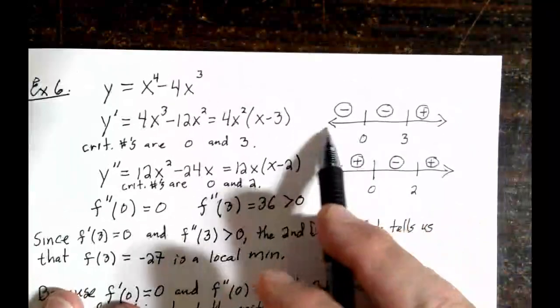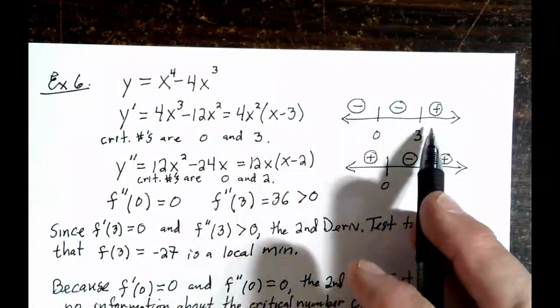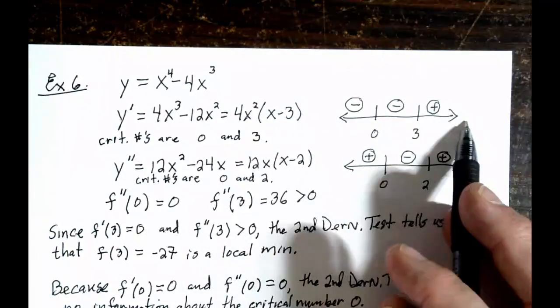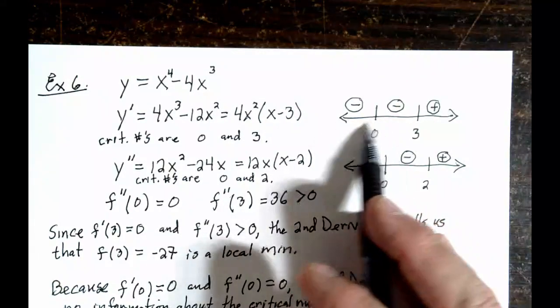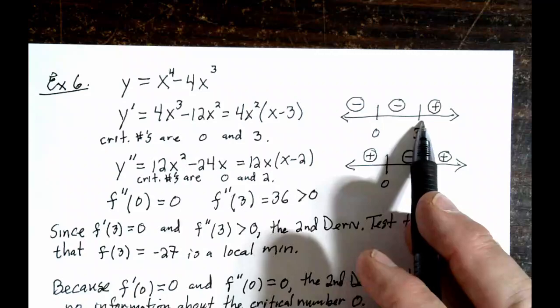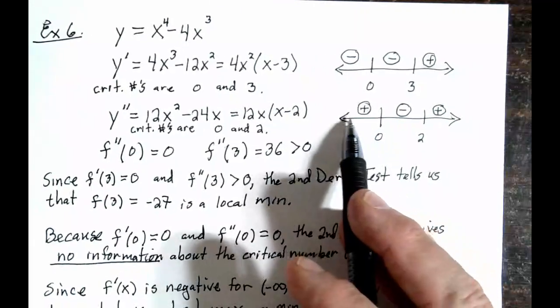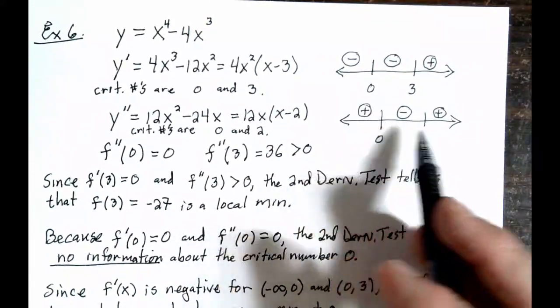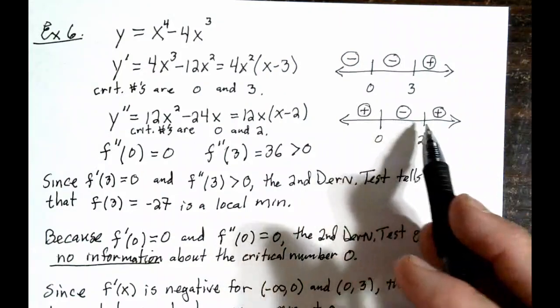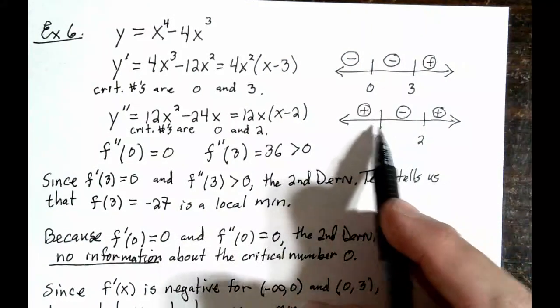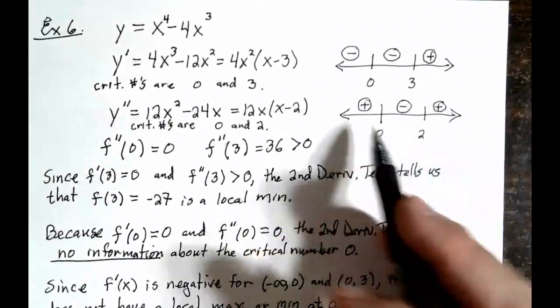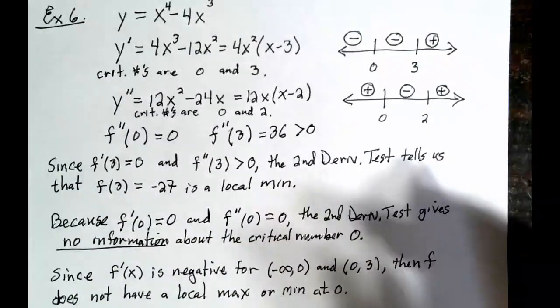So now we can say it's decreasing from minus infinity to 0 and 0 to 3. It's increasing from 3 to infinity. There's no max or min there, but there is a local min at this point here. It's concave up from minus infinity to 0 and 2 to infinity. It's concave down from 0 to 2. And we do have two inflection points at 0 and 2 because the concavity changes.